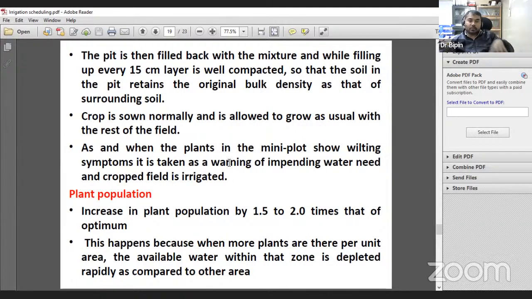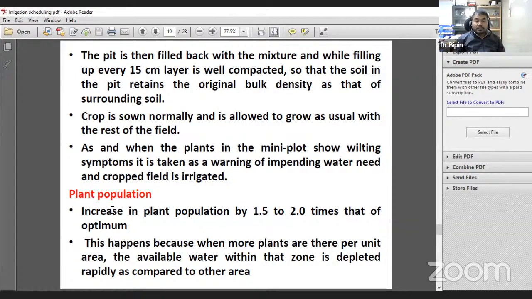So that site will indicate when to irrigate, because the symptoms of water scarcity you will get very early compared to the rest of the field. So that will act as an indicator.